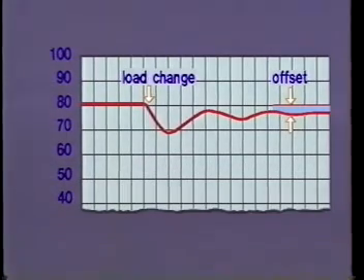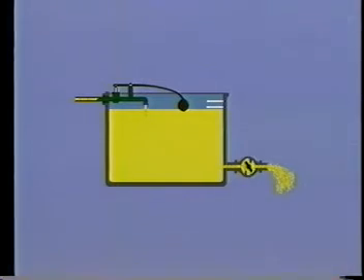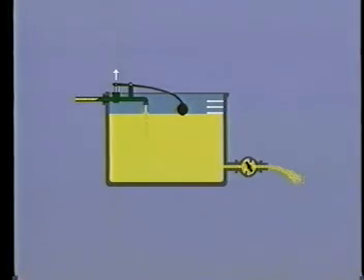Let's look at another example to see how such an offset occurs in a proportionally controlled process. Here we have a large tank out of which water flows continuously. At the same time, fresh water flows into the tank, and the water level is controlled with the aid of a float. If the outflow from the tank increases, the water level drops, thus opening the valve for greater inflow. The more the water level drops, the more the inflow valve opens to compensate. Likewise, if the outflow is reduced, the water level rises and causes the inflow valve to close.